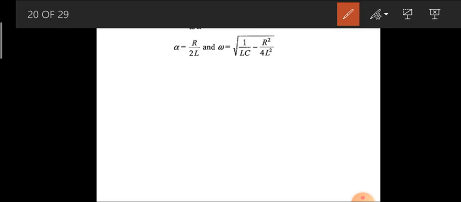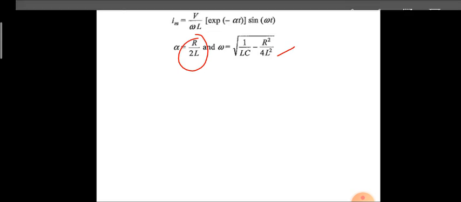Now when we solve this, you get the value of Im as V by omega L e power minus alpha t into sine omega t, where alpha is expressed as R by 2L and omega is expressed as square root of 1 by LC minus R square by 4L square.